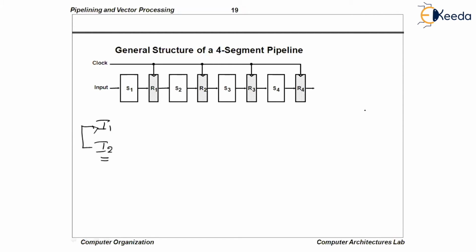This is called a stall cycle. So stall cycle is equal to k minus 1, which is equal to 3. So I1 and I2 must be separated for 3 clock cycles. So rather than sending I2 into the pipeline in the second clock cycle, we will send I2 into the pipeline in the fifth clock cycle. So for 3 clock cycles, the pipeline is wasted, right? The pipeline time is wasted. This is called a stall cycle.